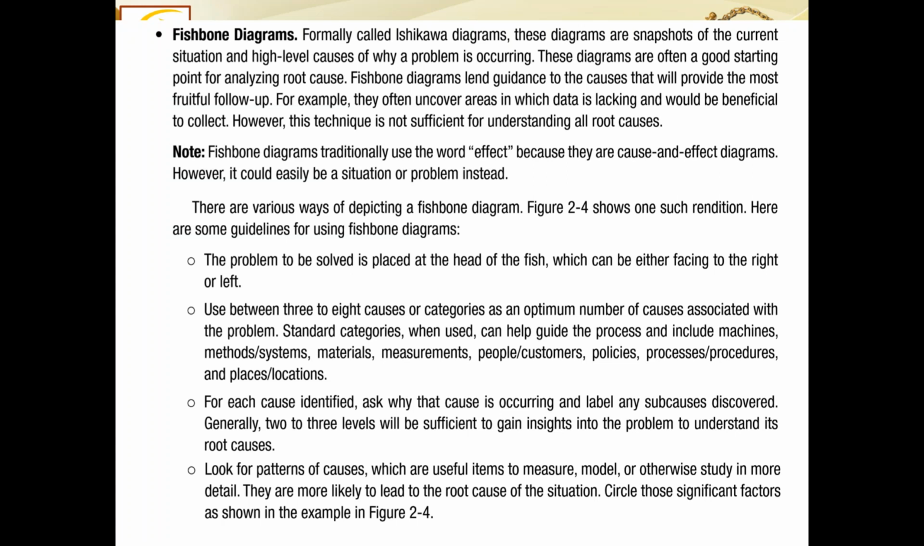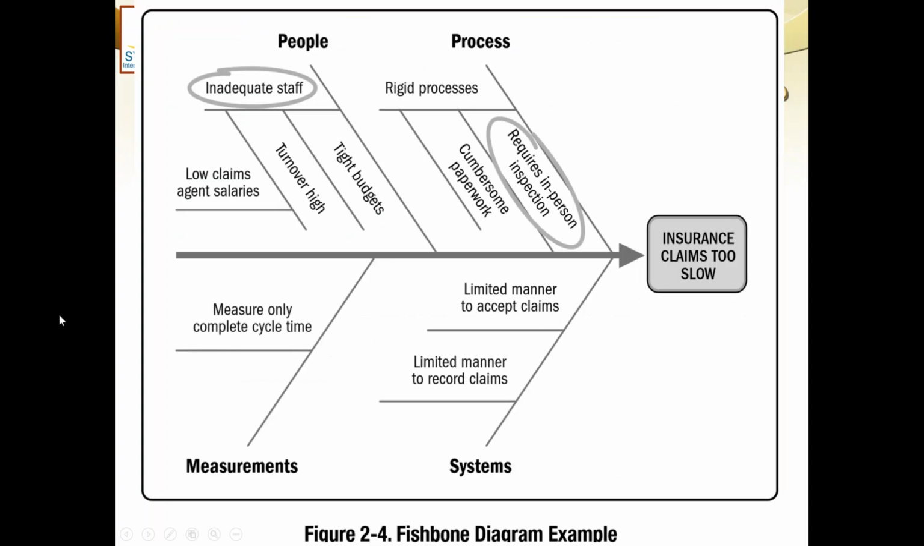Look for patterns of causes, which are useful items to measure, model, and otherwise study in more detail. They are more likely to lead to the root cause of the situation. Circle those significant factors as shown in figure 2.4. You can look at it, read it carefully and see what is happening. The problem was insurance claims are too slow. And what major categories have been identified for that? It could be a process problem, a people problem, a measurement problem, or a system problem.